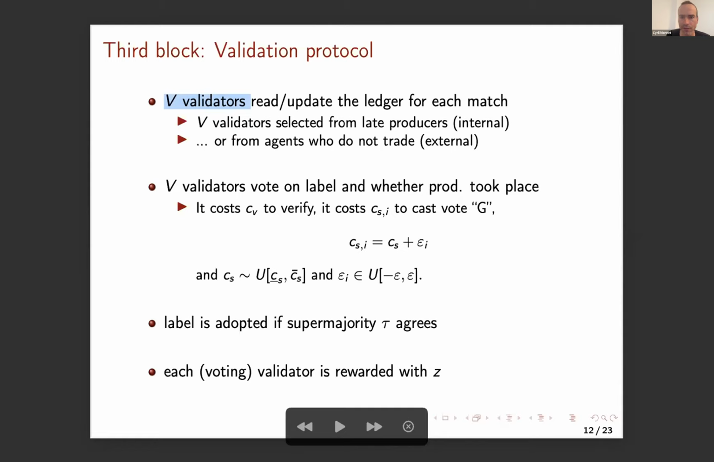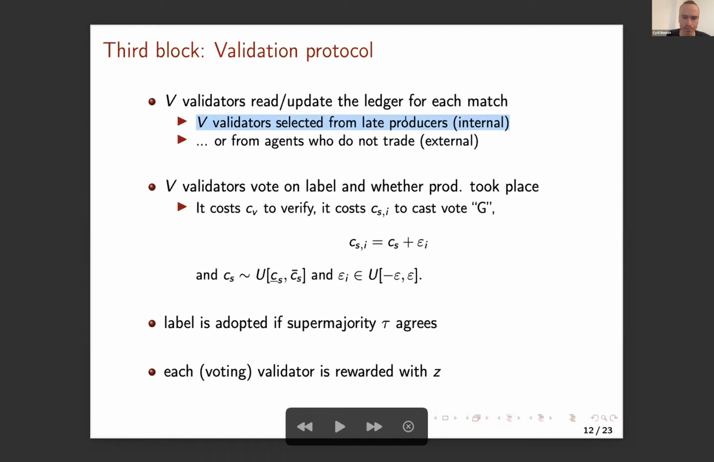These validators are going to be selected from late producers. This would be internal validation. Or they could be selected from early producers or other agents who do not trade on the system. This would be external validation. We consider both in the paper. Here, just have in mind that validators are selected from late producers.